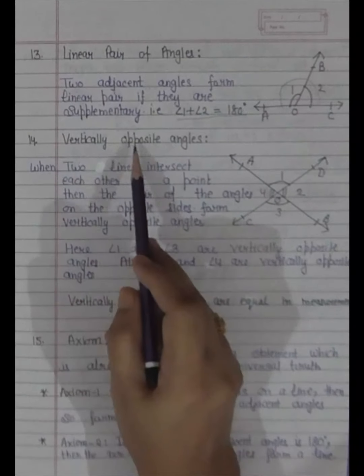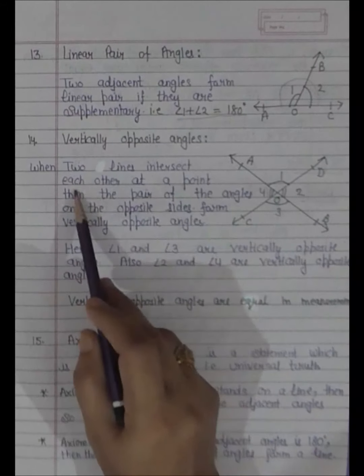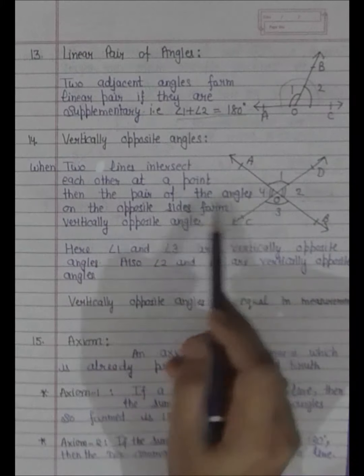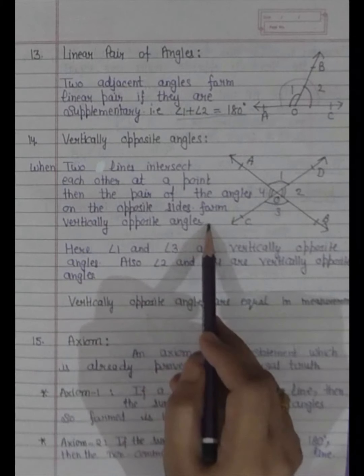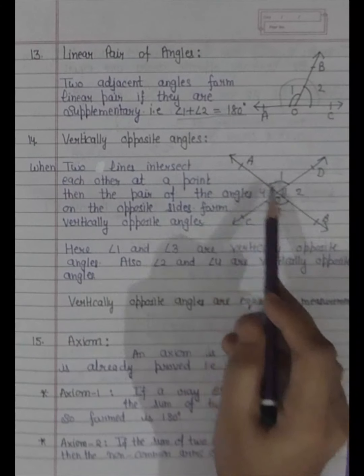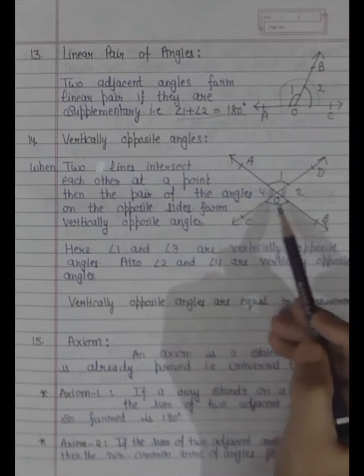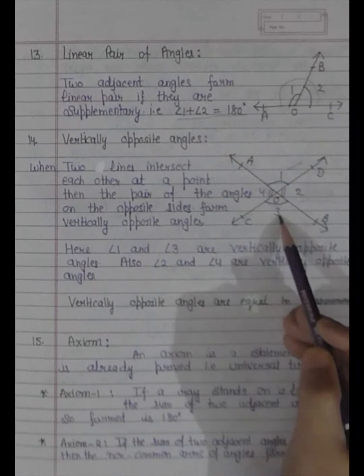Next, vertically opposite angles. When two lines intersect each other at a point, then the pair of angles on the opposite sides form vertically opposite angles. Here, lines AB and CD both are intersecting at the point O. Then here angle 1 and angle 3.